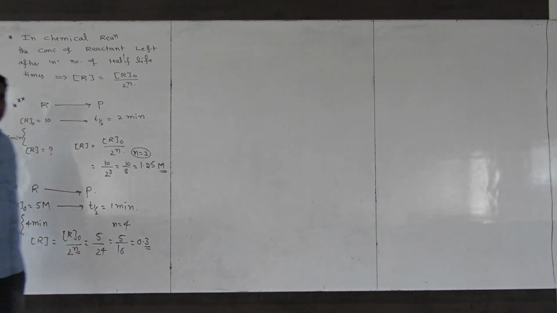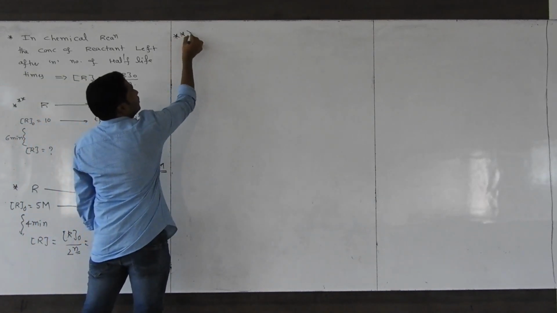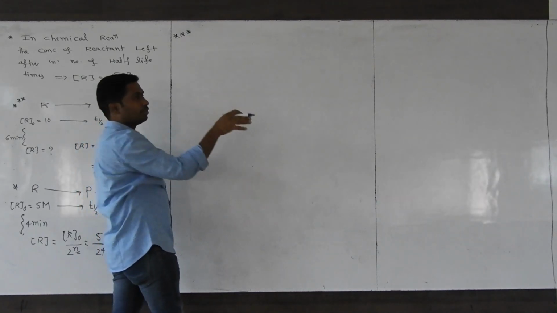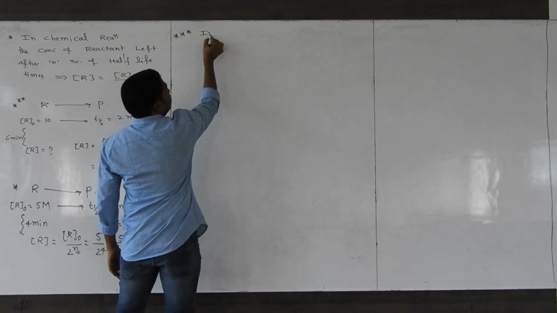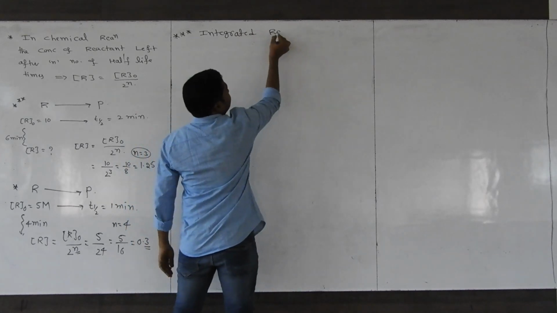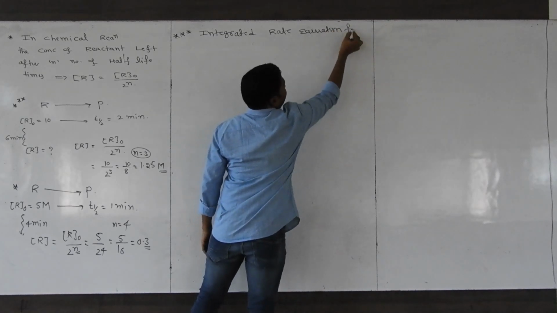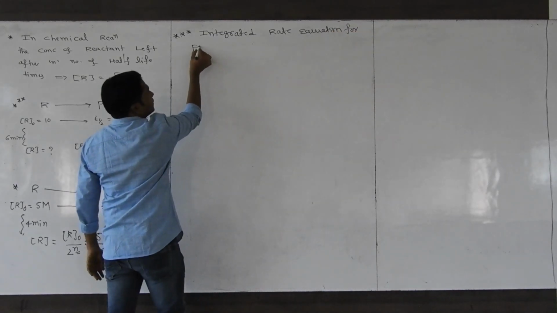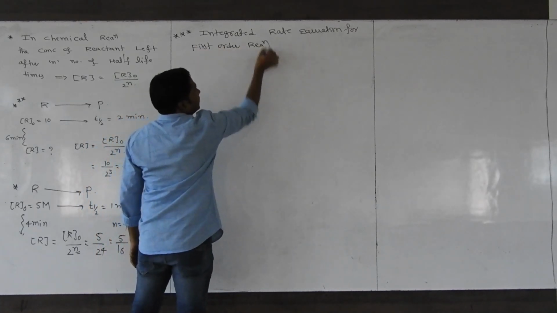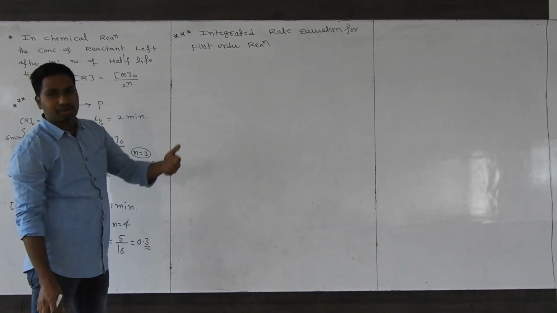What type of question will you get here? You see, and one more important thing, especially from a competitive point of view, you have to observe very carefully. Formula derivation is not required, but the formula is very important. Integrated rate equation for first order reaction. We have said the same concept but under a normal chemical reaction by taking the concentration.